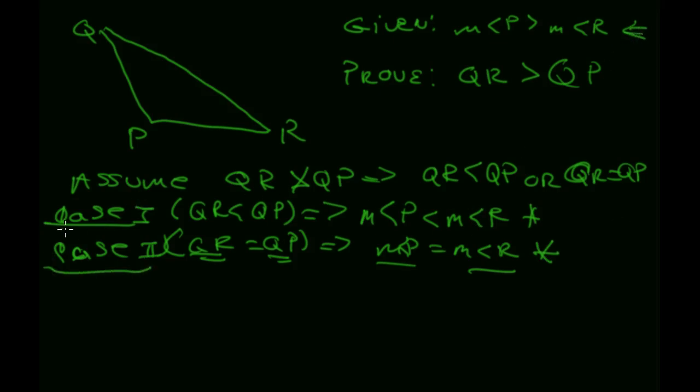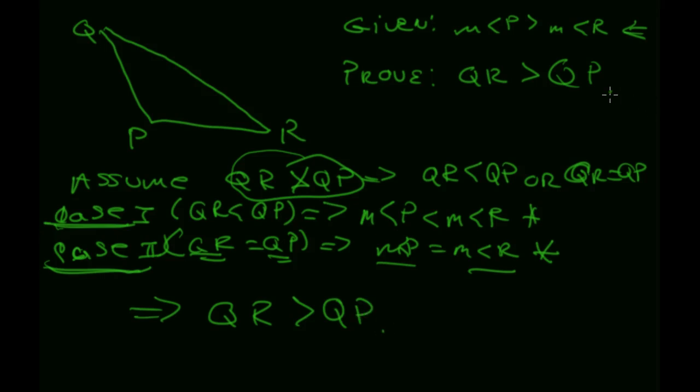So if the two cases both contradict the given, then my assumption here has to be false, which in fact implies that QR must be greater than QP, which is what I'm trying to prove. So by using the indirect proof method here, I can get to the end of the game much faster. All right, so we're going to leave that behind for a minute, and we're going to get to something called the triangle inequality.